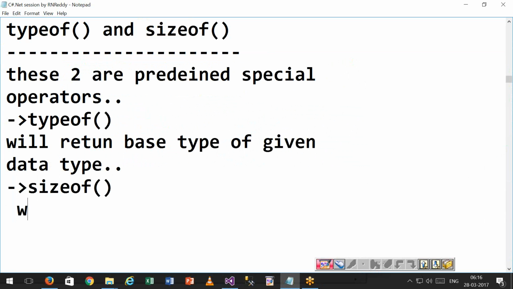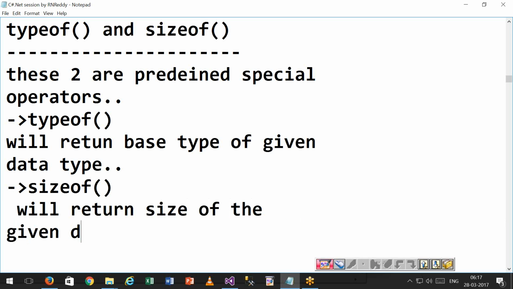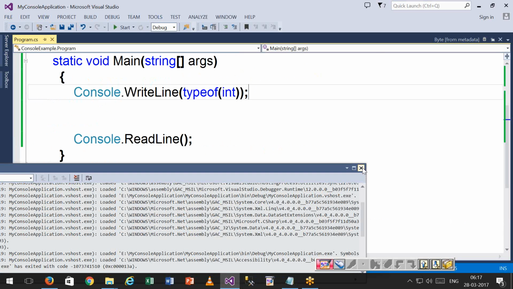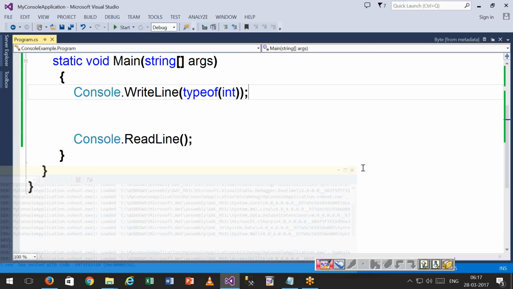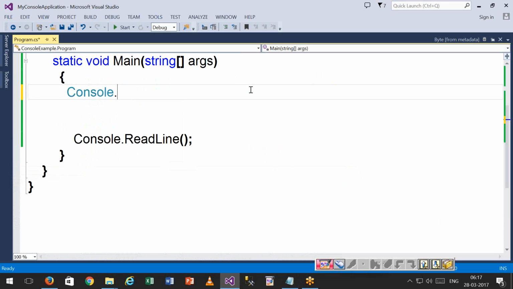Both are operators. Sizeof will return the size of the given data type in bits. It will return in bits. Okay, now you see. Console.WriteLine.